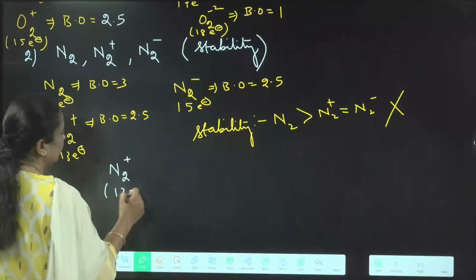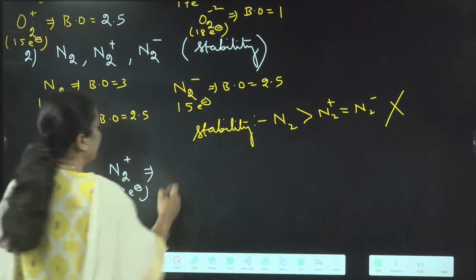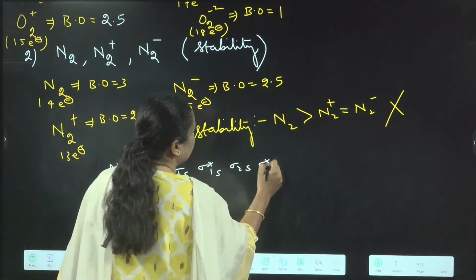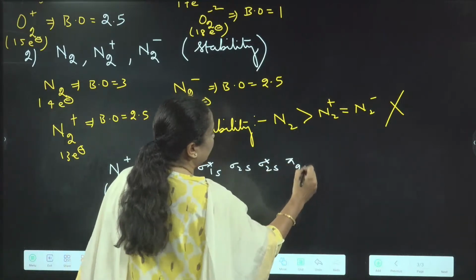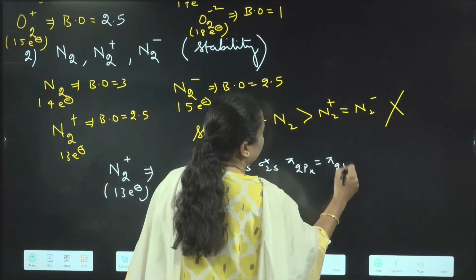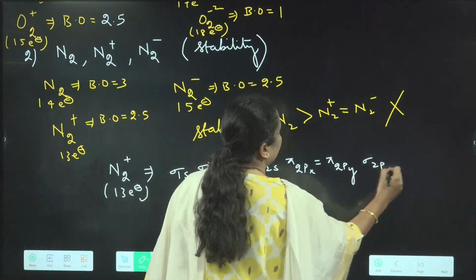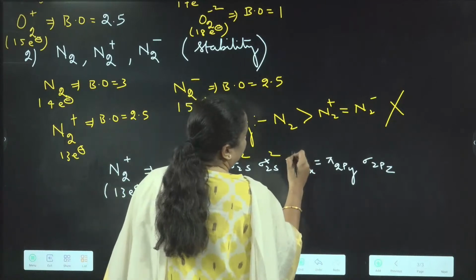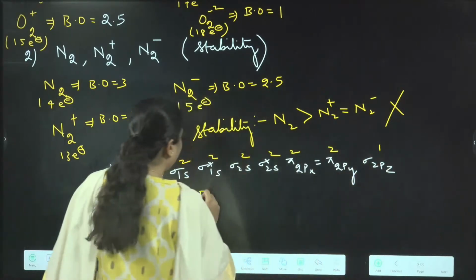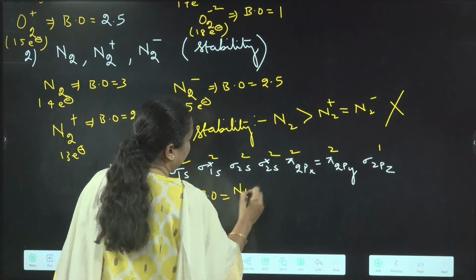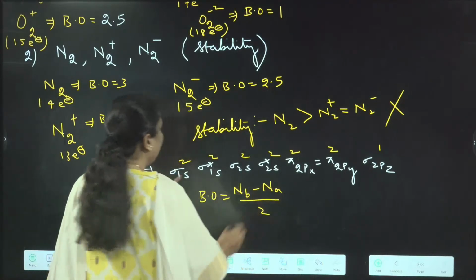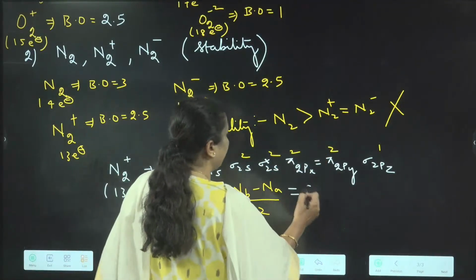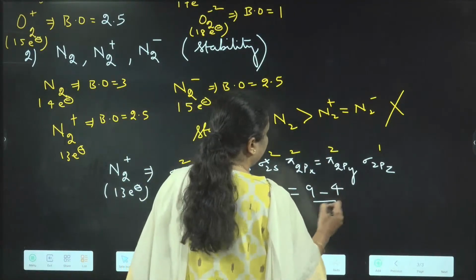N2 plus is how many? 13 electrons. So basically you'll be writing sigma 1s, sigma star 1s, sigma 2s, sigma star 2s. You are having pi 2px equal to pi 2py. Then you are having sigma 2pz. So how many electrons here? 13. 2, 4, 5, 6, 7, 8, 9, 10, 11, 12, 13. Now what is the bond order here? NB minus NA by 2. So all without star. 2, 4, 5, 6, 7, 8, 9. 9 minus you are having 4 divided by 2, right?